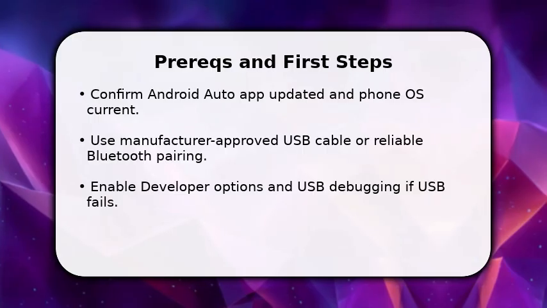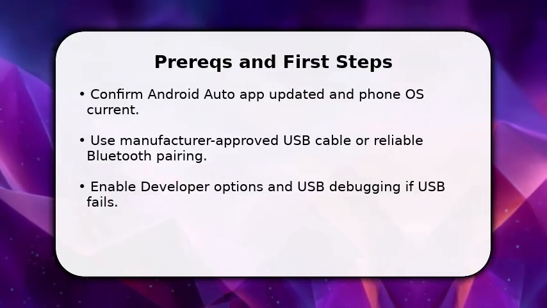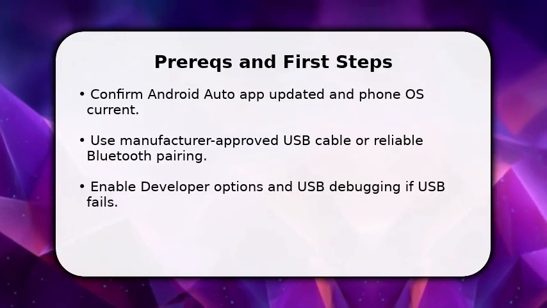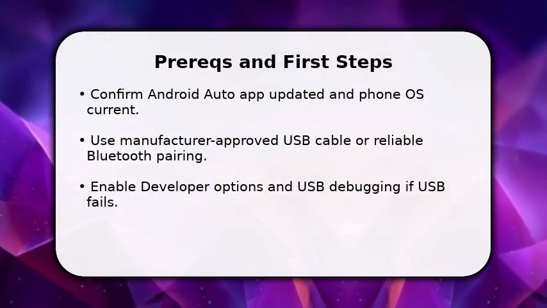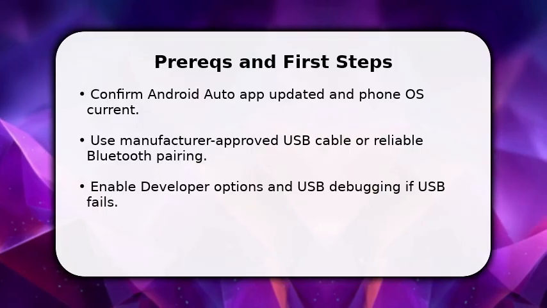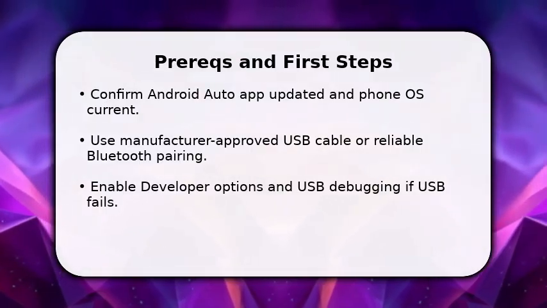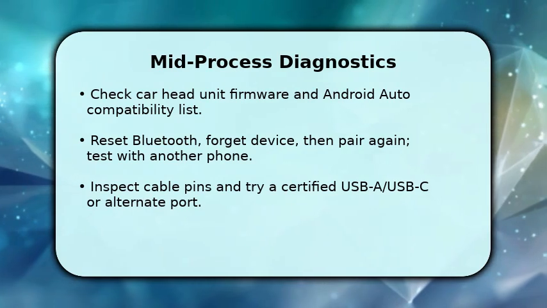Once done, open Android Auto and accept any permission prompts. This ensures app access to contacts, audio, and location. If USB is flaky, enable developer options and toggle USB debugging to test connectivity. These are the first actions; now you'll dive into diagnostics.